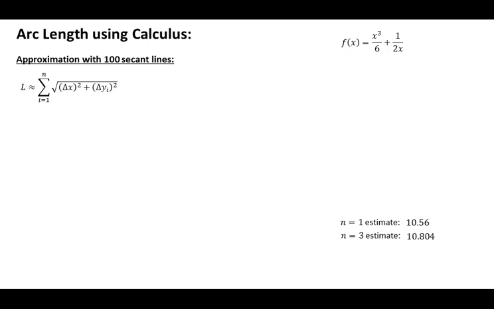So we can say our length is approximately the summation from i equals 1 to n of the square root of our delta x squared plus delta y sub i squared. And you see in this case our delta x, we don't have the sub i, because we don't actually need it, because our delta x's are all the same. So it doesn't matter what increment we're on. The delta y is going to change, because as you saw before, our delta y values change depending on what increment, what segment we were looking at.